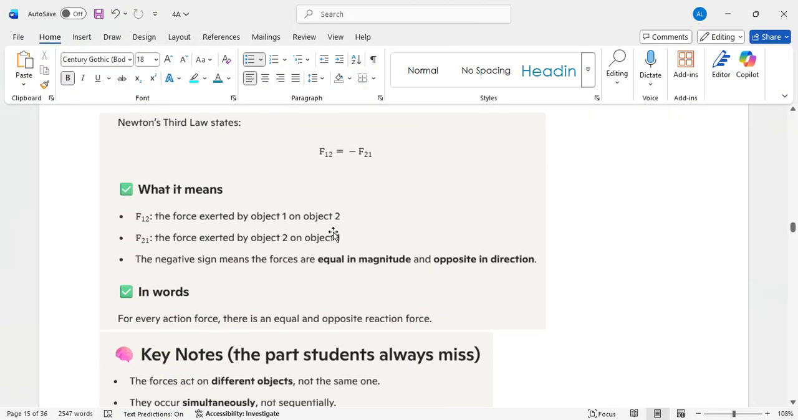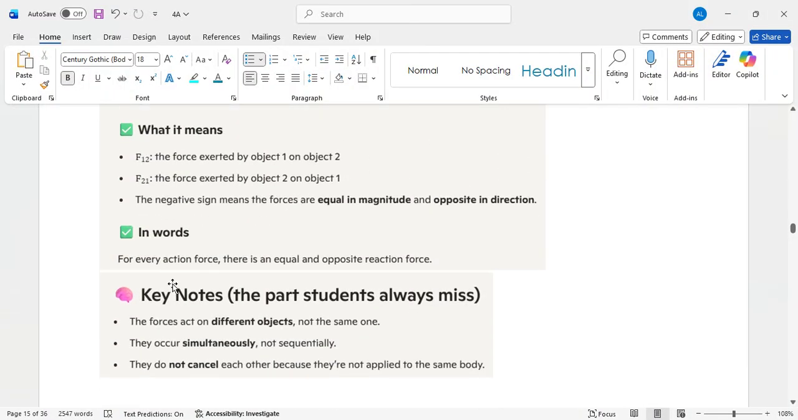F12 is the force exerted by object 1 on object 2. F21 is the force exerted by object 2 on object 1. The negative sign means the forces are equal in magnitude but opposite in direction. That's the meaning of the negative sign. For every action force, there is an equal and opposite reaction force.